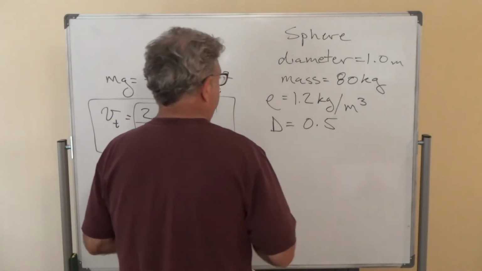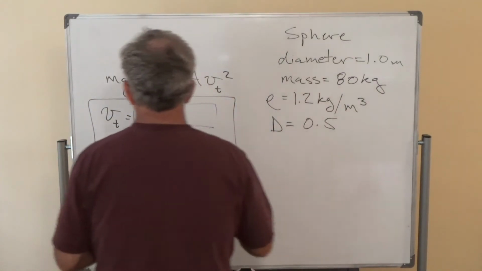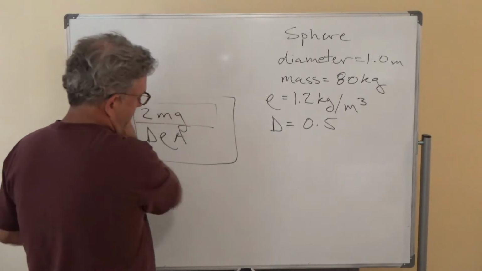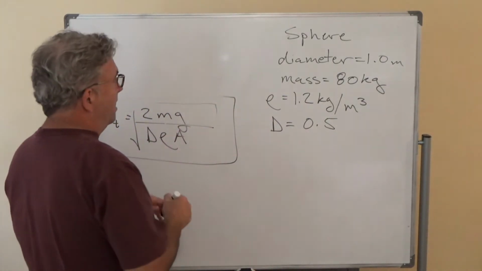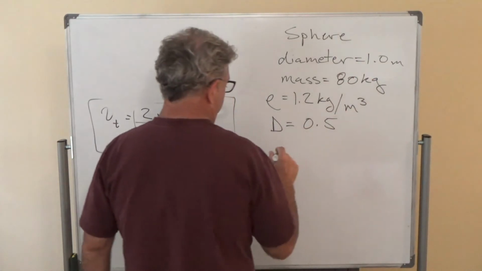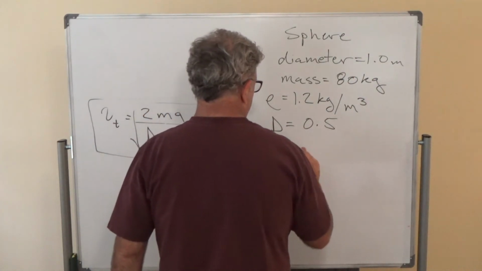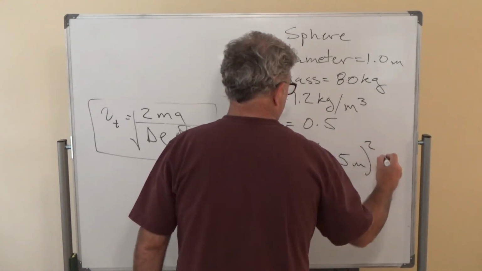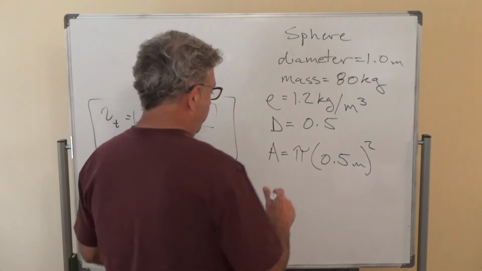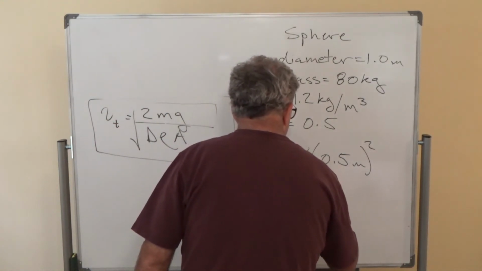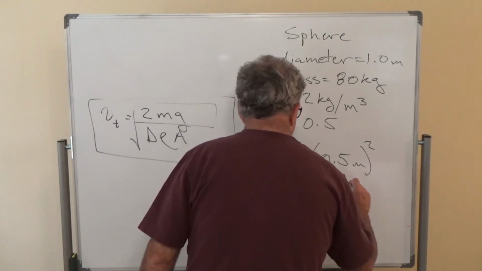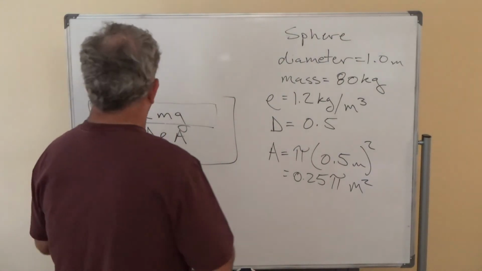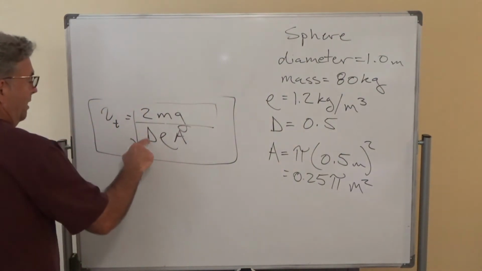So let us calculate the terminal velocity for this 80 kilogram sphere. Okay, well, we need the area, so this is a 1 meter diameter, so A is equal to pi times 0.5 meters squared, right? So this is equal to 0.25 pi square meters. Okay. All right. So I'm going to plug it into here.